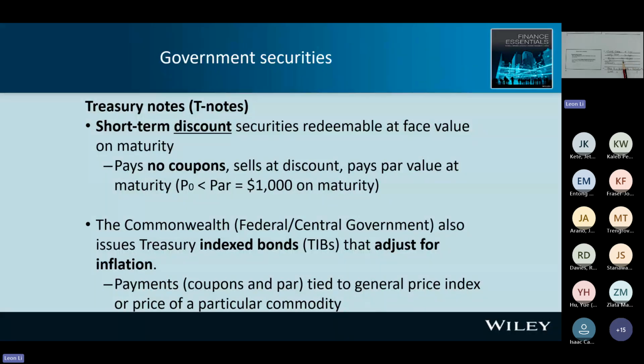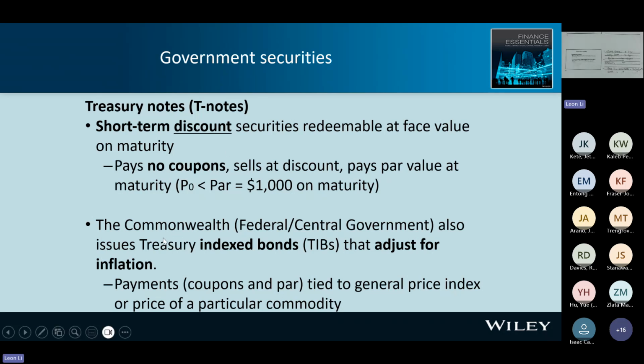$1,000 1 year from now, today, its bond price or bond value will be lower than 1,000. The reason? The time value of money. So P0 will be lower than 1,000. This is why this bond is a discount security. That means the bond price is lower than the par value.